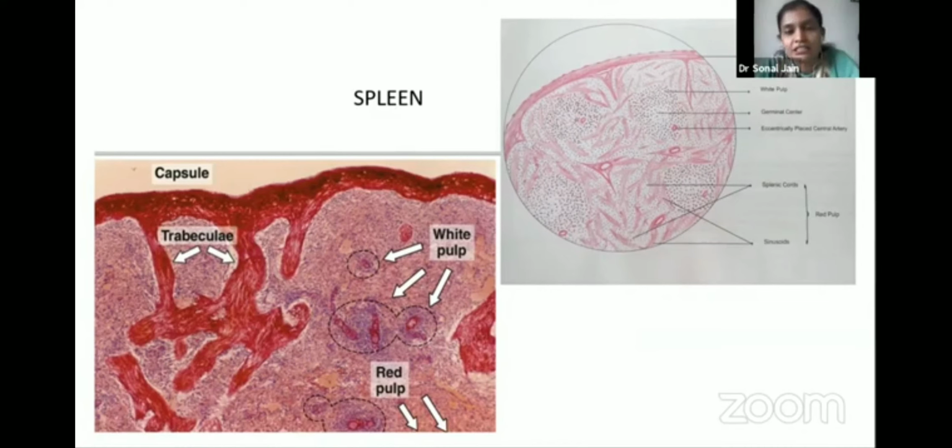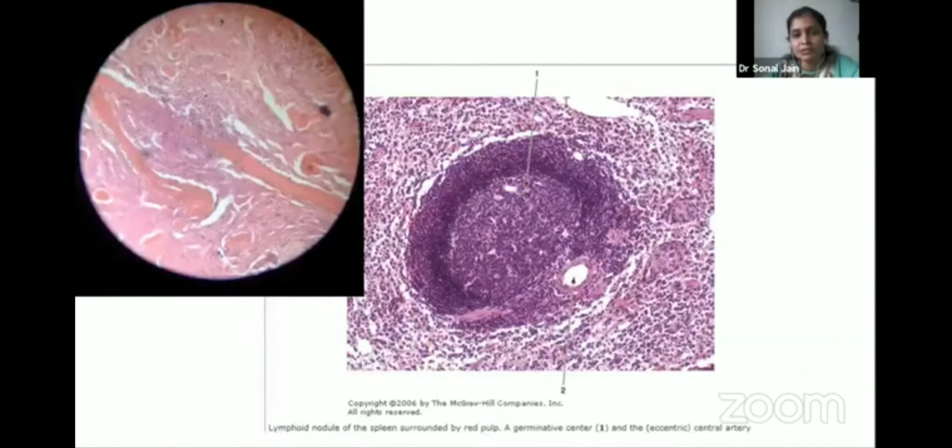The characteristic of the spleen is what? It is a blood forming organ in the fetus, but in the adult it is blood destroying. So in this picture, number one is called a lymphatic nodule, and this one is called the central arteriole, but it is present eccentrically.